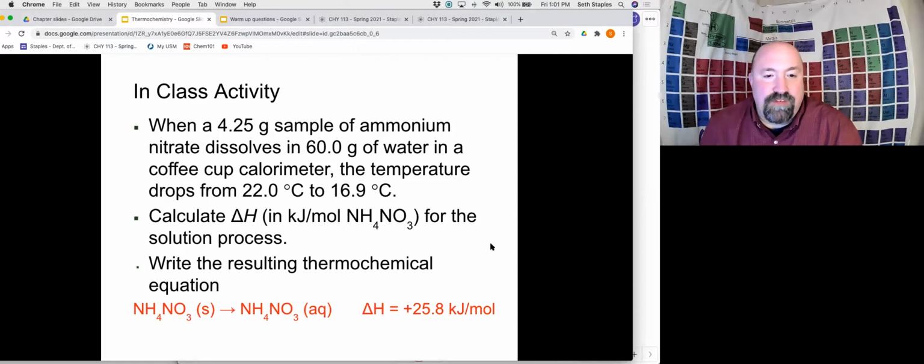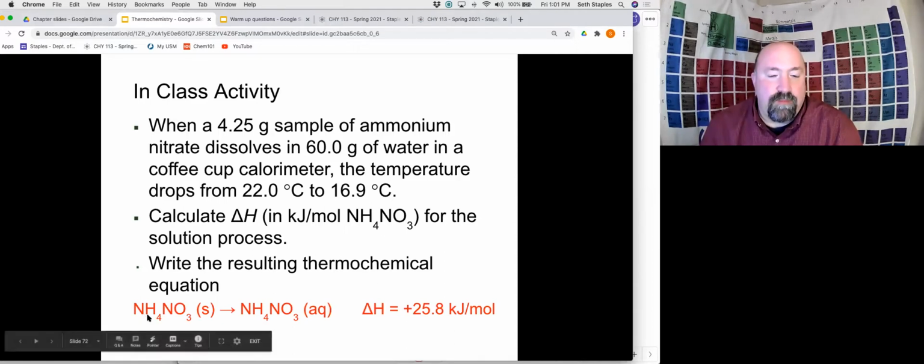Hopefully you came up with something like this. So there's our equation for ammonium nitrate dissolving, solid ammonium nitrate to aqueous ammonium nitrate. And our delta H value equals positive 25.8 kilojoules per mole. Let's just think if that sign makes sense.